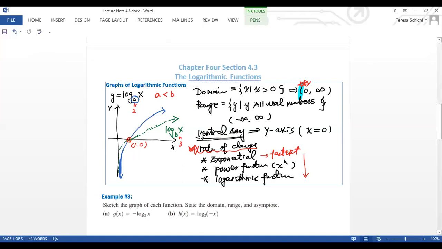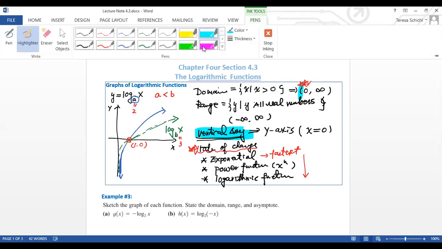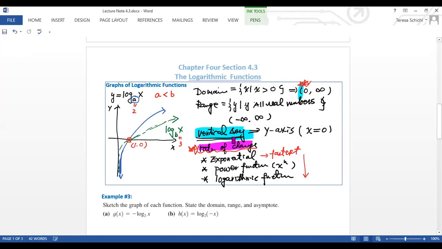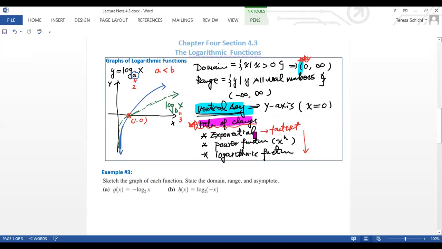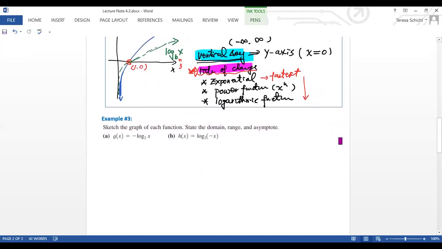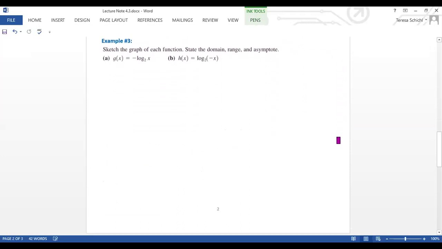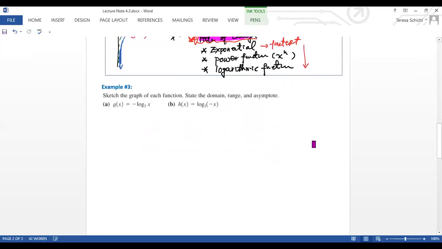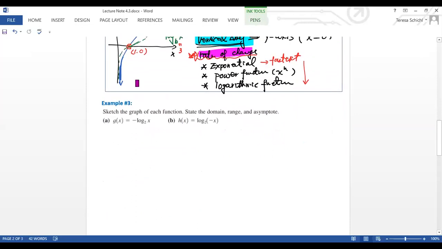So, a very important concept: the vertical asymptote, and also the rate of change, right? The rate of change, which one changes faster. Those are very useful things later on when you go to calculus. Okay, so now let's take a look at the problem numbers, example number 3 here.